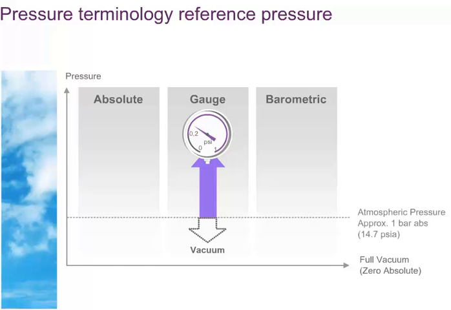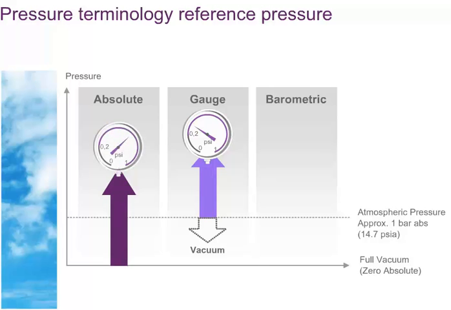Atmospheric pressure is the force of pressure exerted by the Earth's atmosphere. Average atmospheric pressure at sea level is equivalent to 1013 hectopascal absolute, 14.692 psi absolute. The value of atmospheric pressure decreases with increasing altitude.